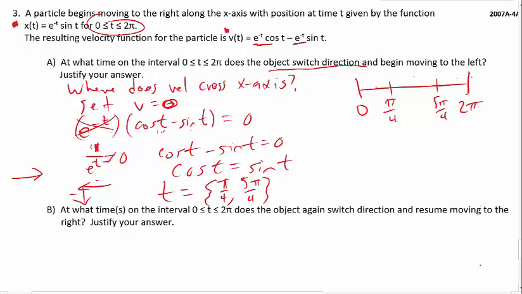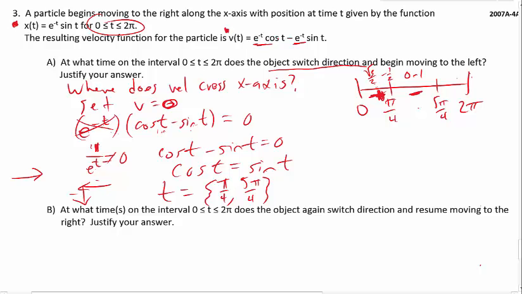If I plug pi over 6 in for t, cosine of pi over 6 is square root 3 over 2, and sine of pi over 6 is a half. Square root 3 over 2, take away a half, is greater than 0. So in this section of graph, your first derivative is positive, meaning your parent function is increasing. Now I could use pi over 2 to represent this middle portion. Cosine at pi over 2, that's the north pole on the unit circle. The cosine value is 0, the sine value is 1, and I get a negative result.